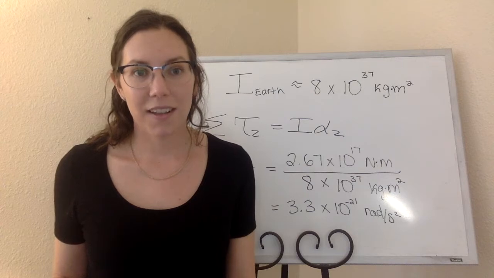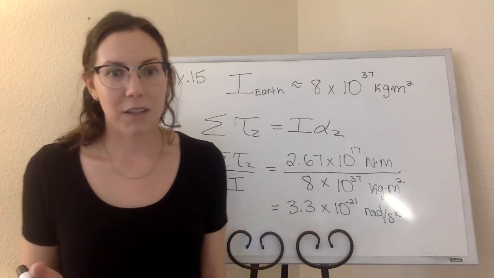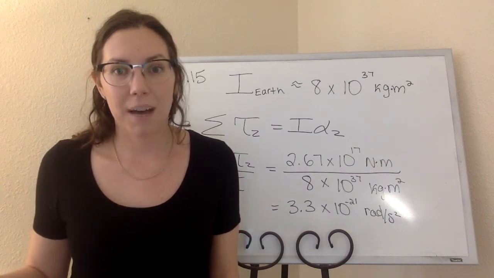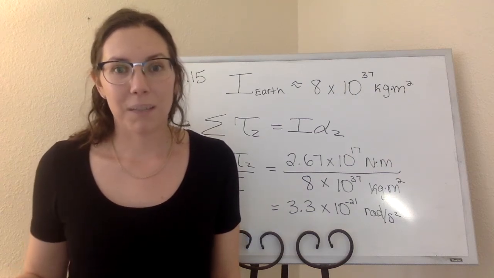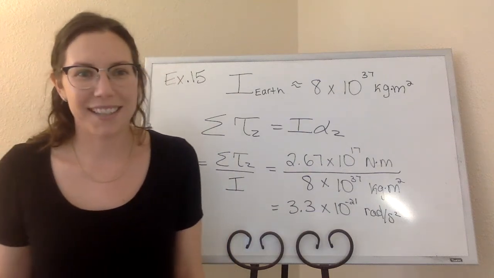The moon does cause these tidal forces that have an effect on the angular acceleration of the Earth. And actually due to this, the length of a day would increase by 10 milliseconds every 100 years. So a small effect, but it's there.